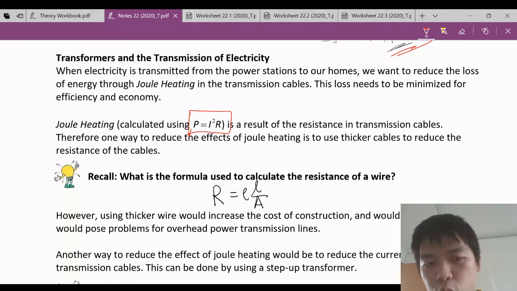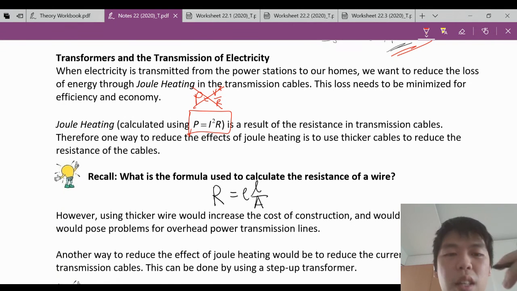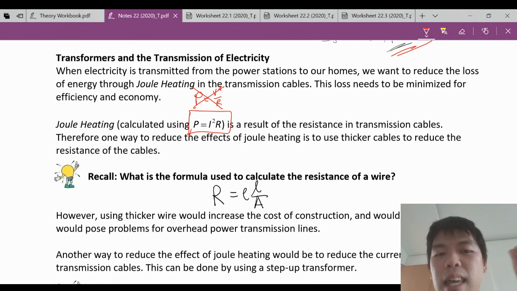Okay, we will use this and not the other one, which is V square over R. We will not use this; we'll use P equals I square R. Why? Because of the nature of Joule heating itself, due to the movement of current. That's why we need to focus on current I and the property of the material, which is the resistance.